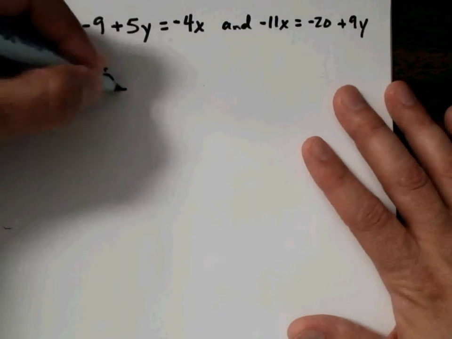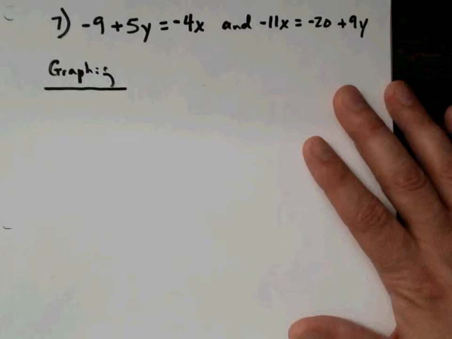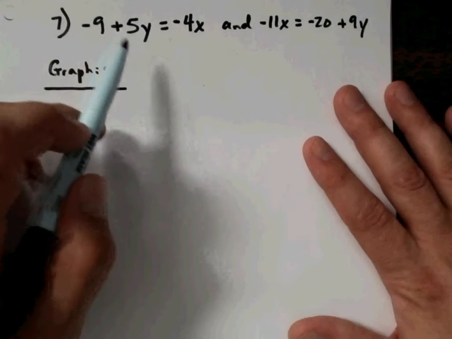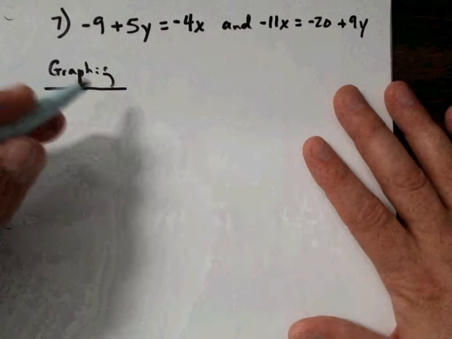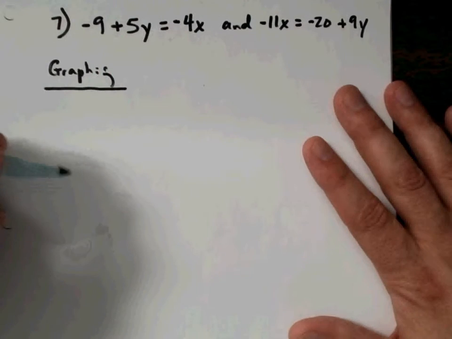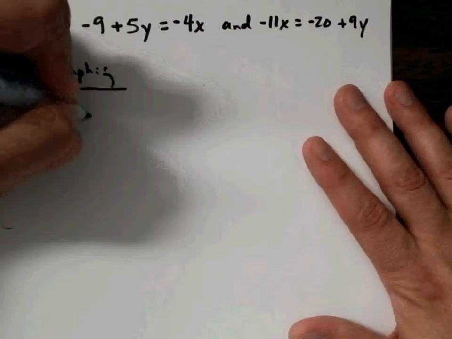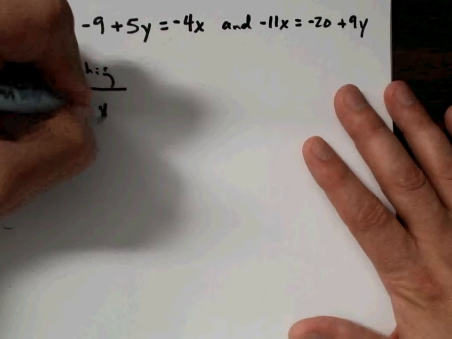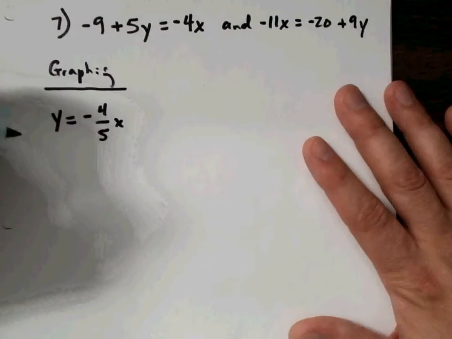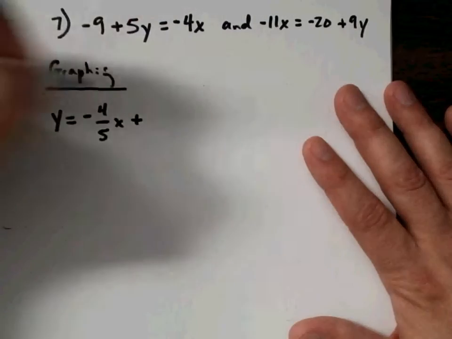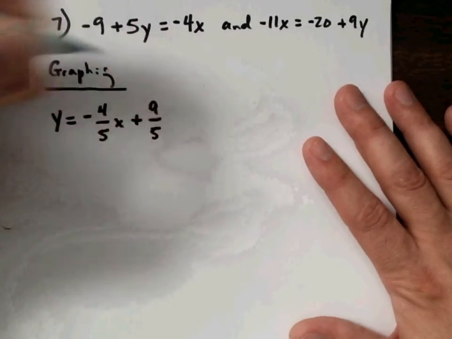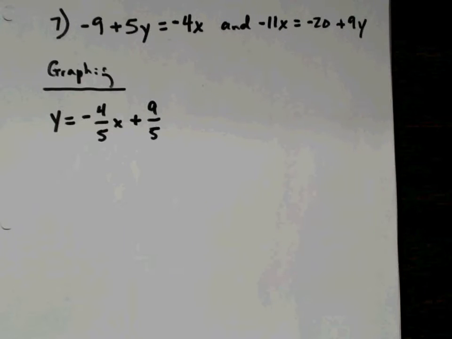All right, so in graphing, I have to get both equations in y equals mx plus b form. So I'm going to take this first equation right here, and all I got to do is move the 9 and divide by the 5. Okay, so I'm going to have y equals negative 4 over 5x plus 9 over 5. Check me there to make sure yours looks like that one. Check my math and make sure it's correct.